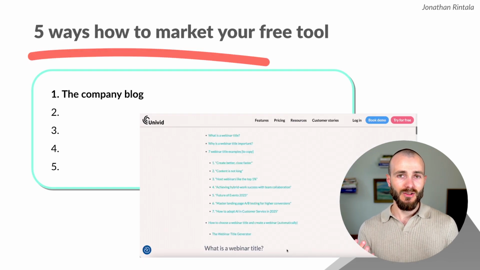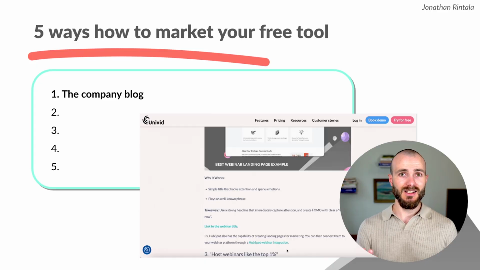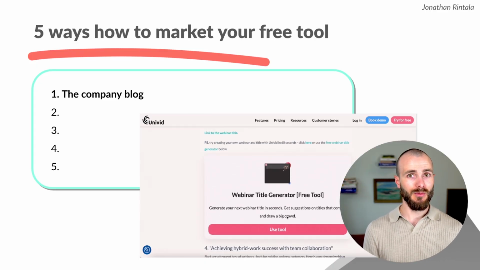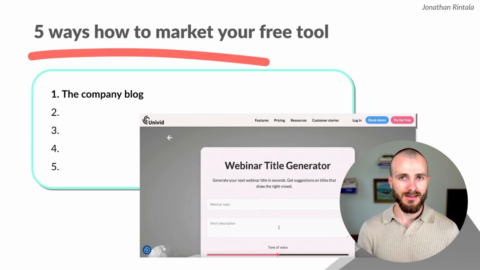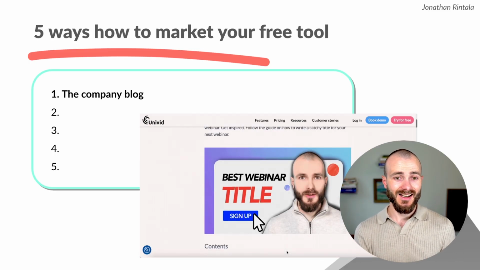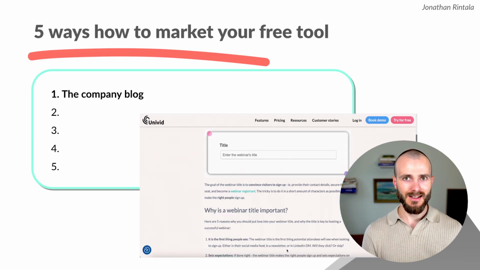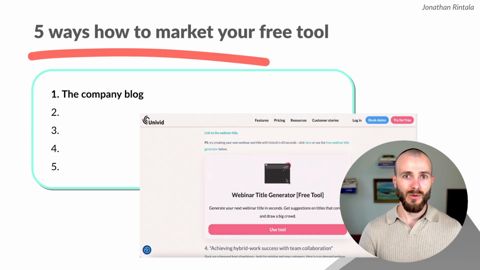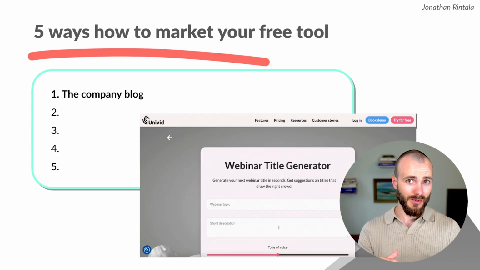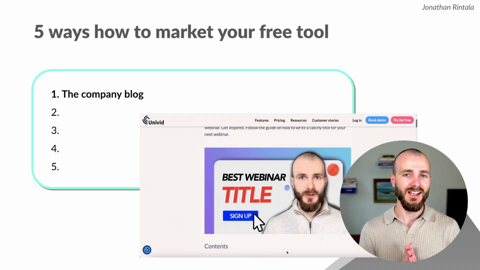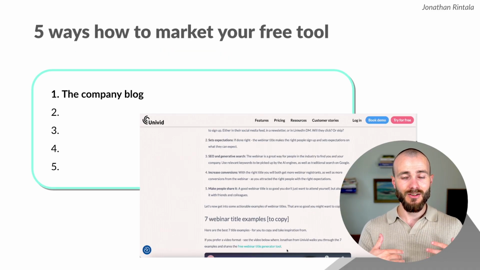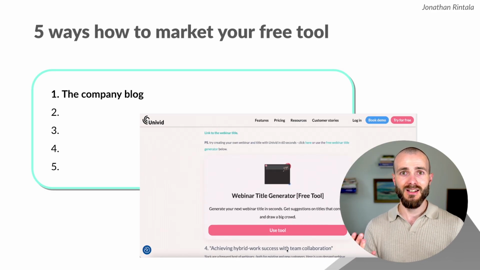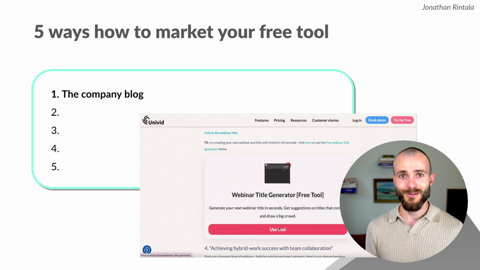And how can you then market your free tools to actually get customers into your funnel? Well, the company blog is an obvious place to put things. For example, like this webinar title generator, I've just plugged that into an article talking about great webinar titles. Well, then it's a native place where people will already be thinking about these things, and then they can easily just generate their own title automatically with one click, and then they can create a webinar with this title, of course.